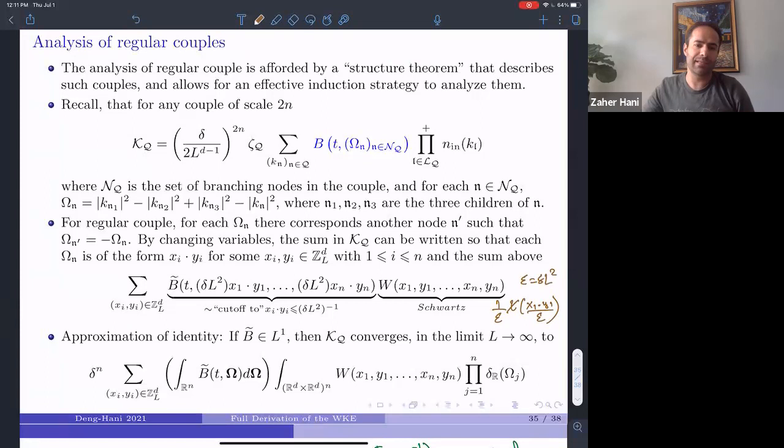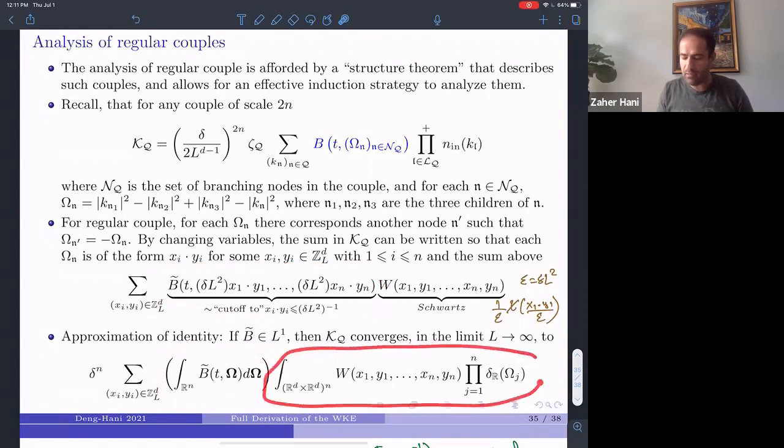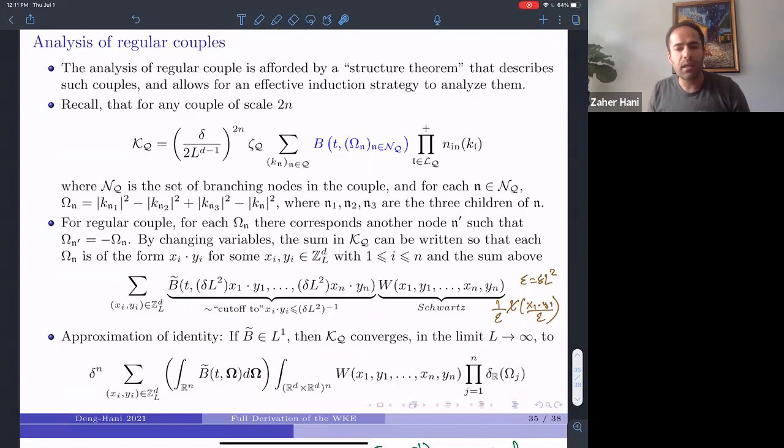Again, the proof of this is highly non-trivial. It's a full section in the paper. You need to use the Hardy-Littlewood circle method in order to justify that. But in the limit, what you get is what you get in an approximation of identity. You get the L1 norm of the cutoff, this b tilde, multiplied by this integral, which starts looking like a higher iterate of the wave kinetic equation. So it involves delta functions of omega j.